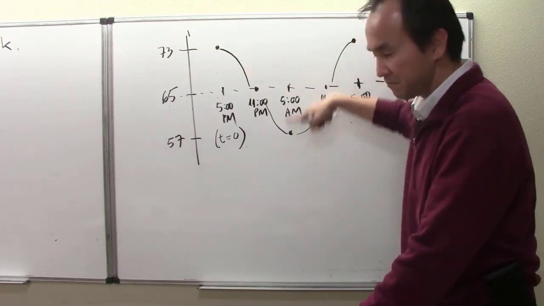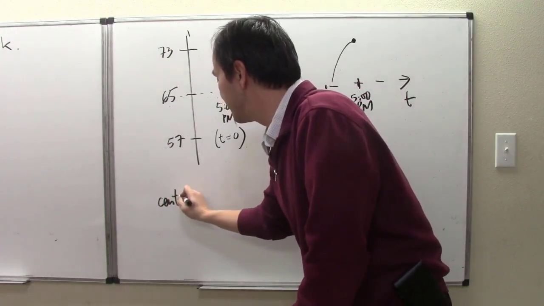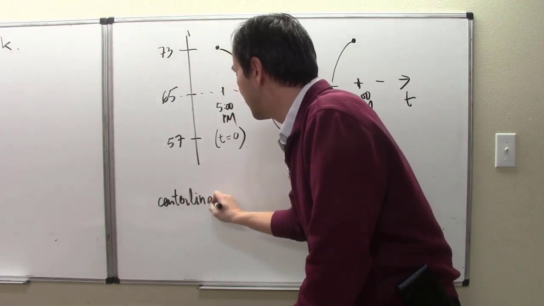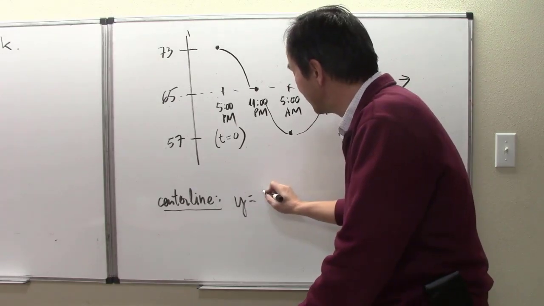So with this portion of our graph right here, yes, our center line is at y equals 65.